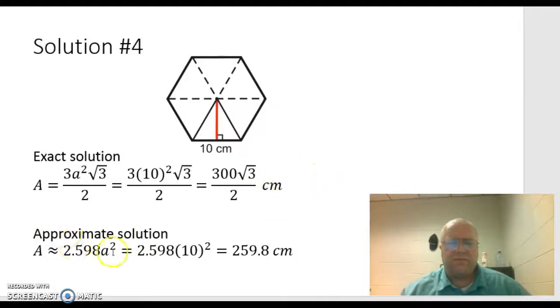And then the approximate solution. So this is if we're doing a real-world application, like I said, like woodworking. We put the side in there, and you can see that we're going to get 259.8 centimeters. So it's going to be just about as accurate as our original solution, and for most purposes, that's going to be fine to use as well, that formula.